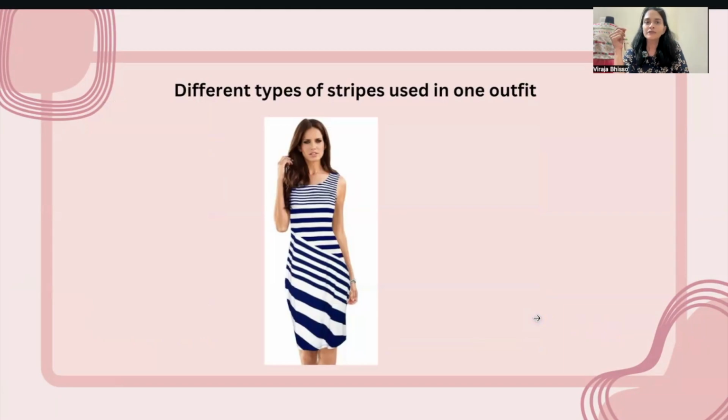In this outfit, we see there are different types of stripes used in one outfit itself. The top yoke is made of horizontal lines. The second is also made of horizontal lines, but these horizontal lines have more space in between. And the next is a diagonal, again of two types, where there is small space and there are big spaces among the lines. So this gives another visual effect for the garment.